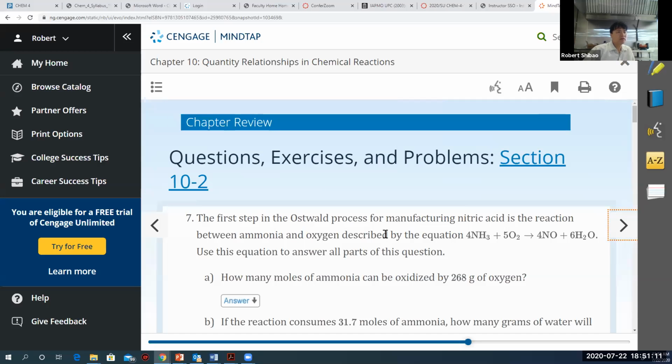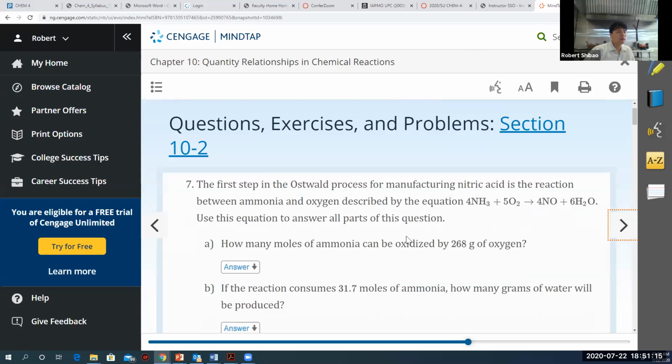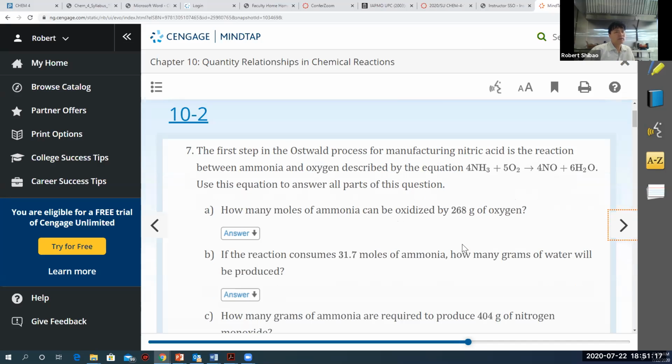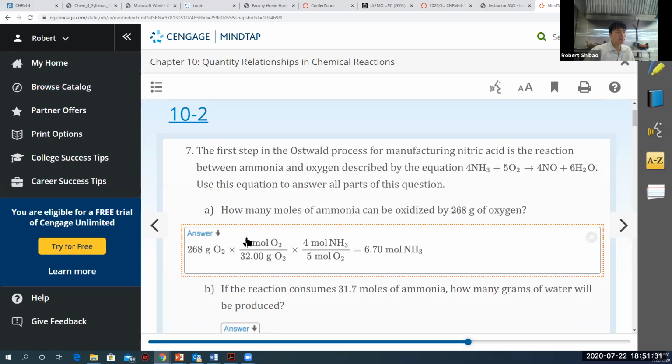The first step in the Ostwald process, okay, we saw the Ostwald process before. Now what we're doing is a gram problem, so 268 grams of oxygen. How many moles? This is a gram to mole to mole conversion. This is going in baby steps. So grams of oxygen to moles of oxygen, 32 grams, to 4 sig figs. We have to make sure we get the 4 sig figs right.